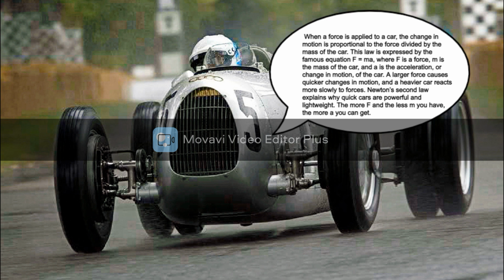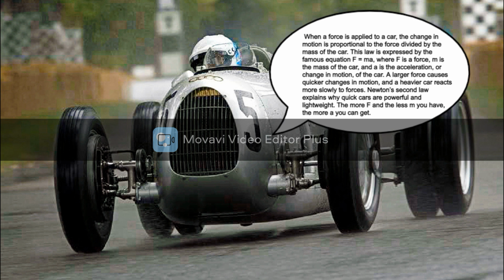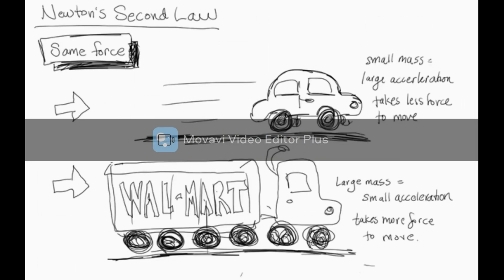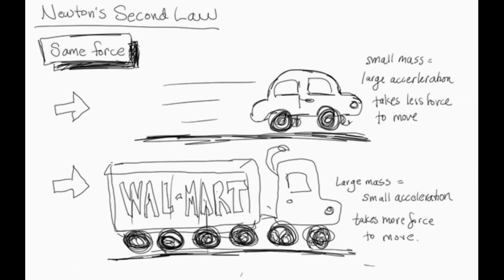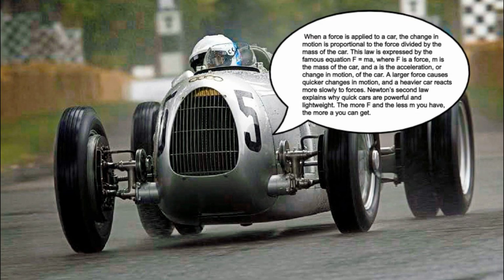When a force is applied to a car, the change in motion is proportional to the force divided by the mass of the car. This law is expressed by the famous equation F equals m a, where F is force, m is the mass of the car, and a is acceleration, or change in motion, of the car. A larger force causes quicker changes in motion, and a heavier car reacts more slowly to forces. Newton's second law explains why quick cars are powerful and lightweight. The more force and less mass you have, the more acceleration you can get.